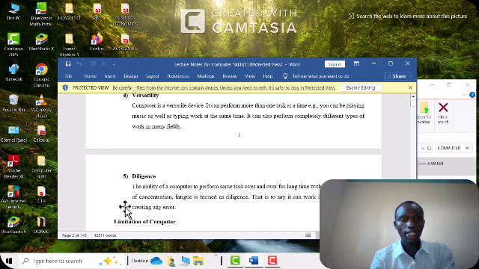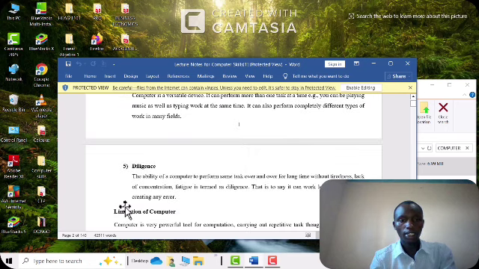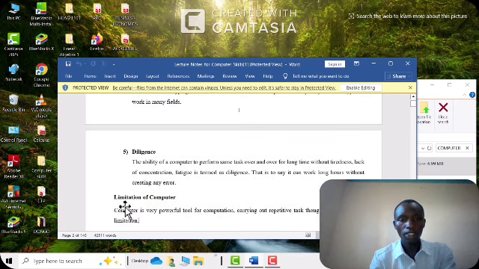The fifth one is diligence. Diligence is the ability of a computer to perform the same task over and over for a long time without tiredness, lack of concentration, or fatigue. So when we say a computer is diligent, it means there is no fatigue or tiredness. It can work long hours without creating any error.